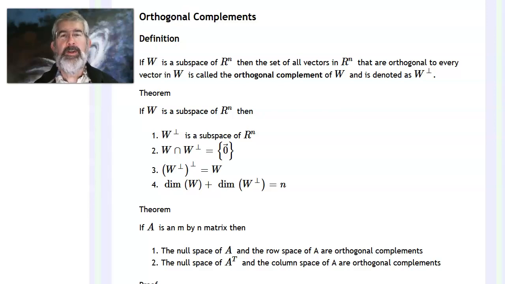In this video, I want to take a look at the notion of orthogonal complements and some theorems related to that. Here's the definition. If W is a subspace of Rn, then the set of all vectors in Rn that are orthogonal to every vector in W is called the orthogonal complement of W and is denoted as this. We sometimes call this W perp. Right? There's a perpendicular sign there. So you've got some subspace W, and you're looking for everything in Rn that's perpendicular to everything in W.